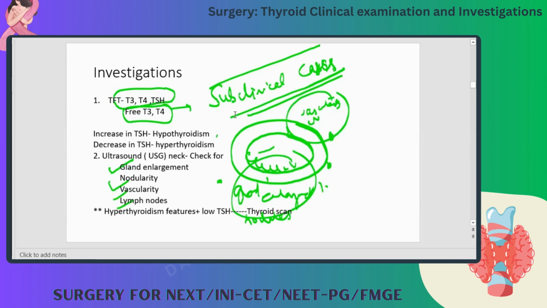And we have a special investigation here known as thyroid scan. In thyroid scan, we give some substance IV, and the gland will take it up. If it is functioning actively, it will take up that substance. We need to do a thyroid scan whenever the patient has features of hyperthyroidism and low TSH. Then we give the substance and take a thyroid scan. I'll show you the images.